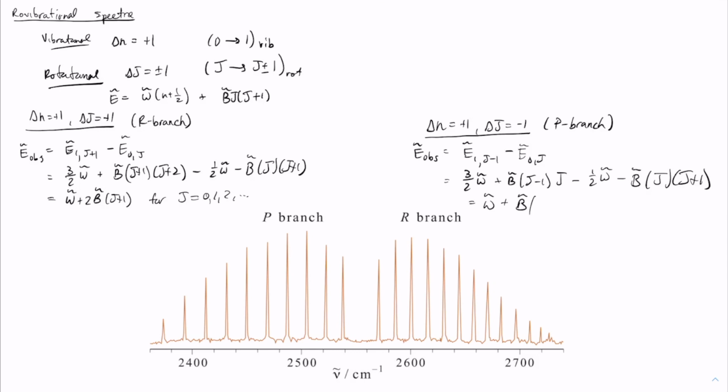And so now what we're going to group on in this next case, notice both terms have a j involved. So there's a j here and a j here, and so now we can write b tilde times j, and then we take the rest out. So this is j minus 1, and then minus j plus 1. Okay, so when we simplify this, what we get is omega tilde minus 2b tilde j. And now this can be seen for j equal to 1, 2, 3, and so on.